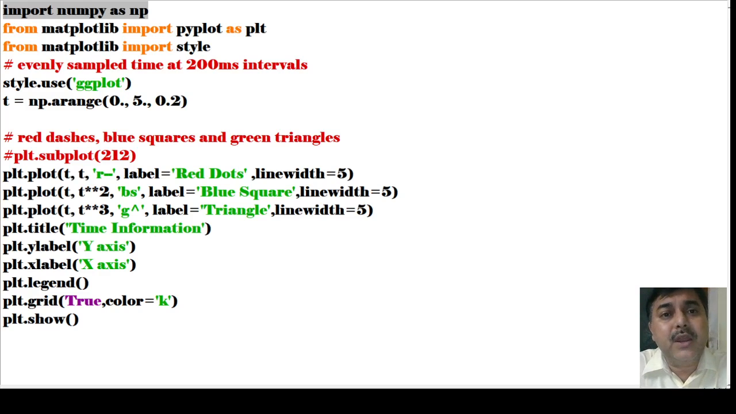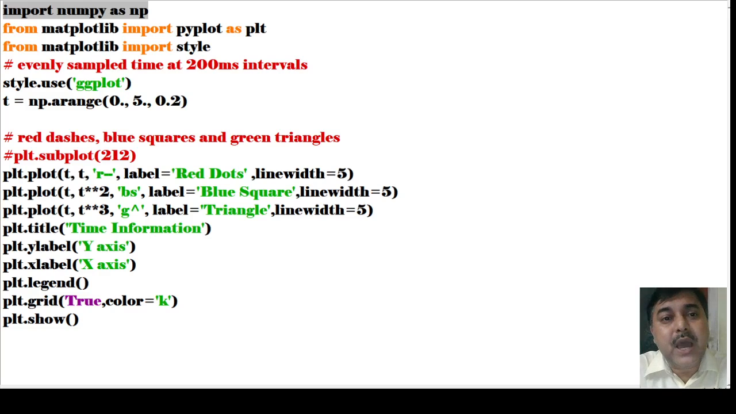Next, from matplotlib import style. I am calling style here. So three things I have called: one is numpy as np, one is pyplot from matplotlib as plt, and another is the style module from matplotlib. Okay, so those three things have been called here.